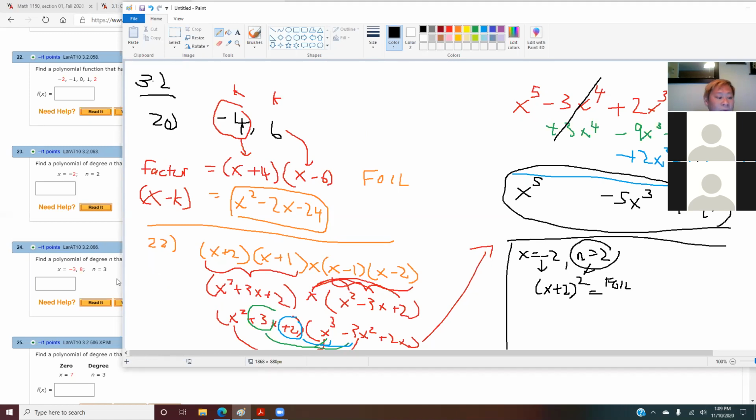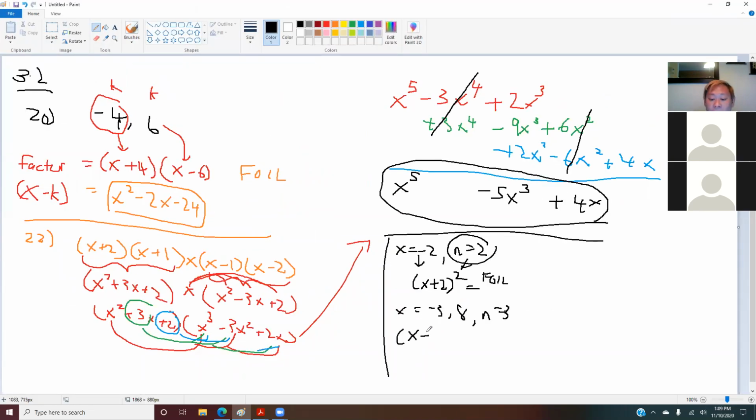But what happens if I give you question number 24, where you have x equals -3 and 8, but now you have a power 3? For this case, you again write this in factor form. Now we know that when you do this one you only have power 2. So to make it power 3, either one of these has to be squared. So you either square this and FOIL all this out. That's your answer. Or you square the 8. Either way is fine. And this is how you get your answer in this case.